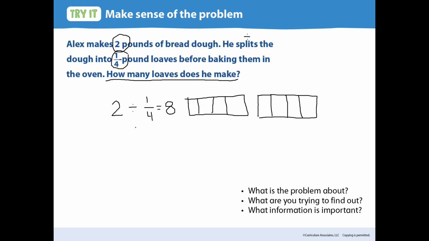So let's see if by doing the math equation we get the same answer. So 2, we're going to keep. Divide, we're going to change to multiply. And 1/4, if we flip it around, it's 4/1. And 4/1 is the same as 4. So I can see that it's going to come up with the same answer. 2 times 4 equals 8 loaves.